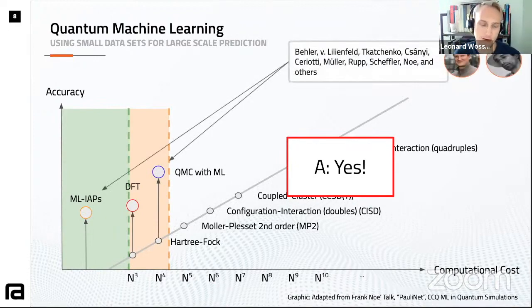And in fact, these machine learning interatomic potentials on the one hand, which have been done by Behler, von Lilienfeld, Tkatchenko, Csanyi, Ceriotti, Müller, Rupp, Scheffler, Noé, and others. But also, particularly on the right-hand side, you see the blue bubble, which are variational quantum Monte Carlo methods based on machine learning. They enable us to, in fact, raise the accuracy and still maintain the low cost of very cheap methods such as force fields. Admittedly, they're typically slightly higher, but still cheap compared to DFT.